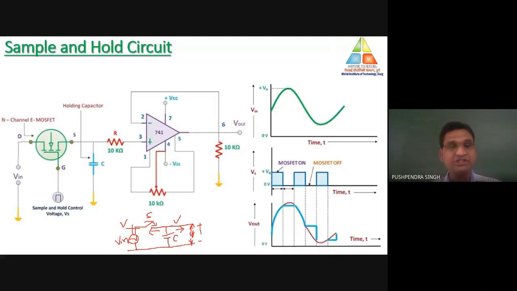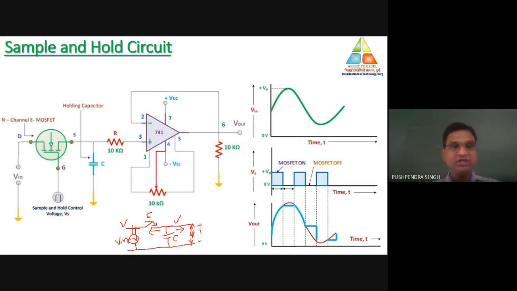The time duration during which the capacitor is charging is called the sampling time. And the time duration during which the switch is in open condition and the capacitor is holding the charge, whatever it has stored during the sampling time, is called the holding time.